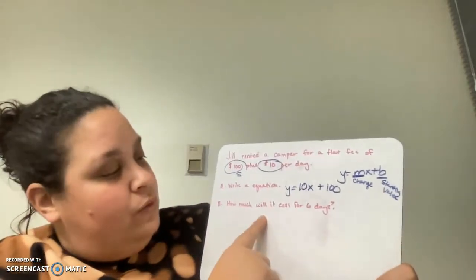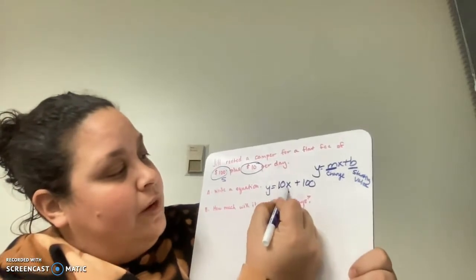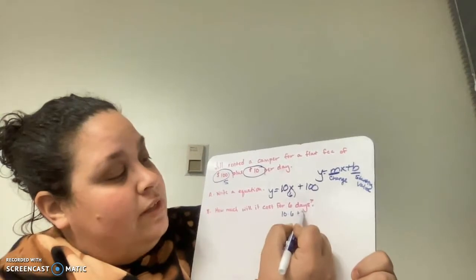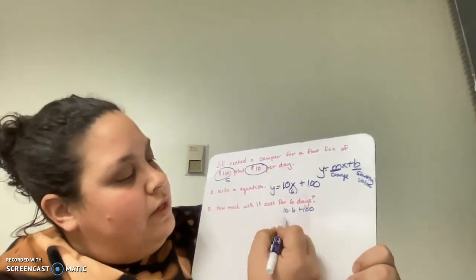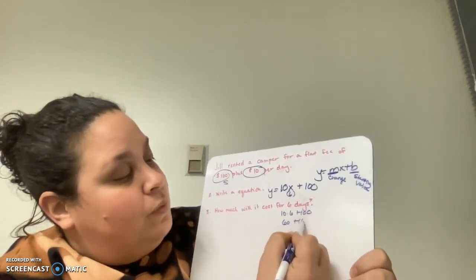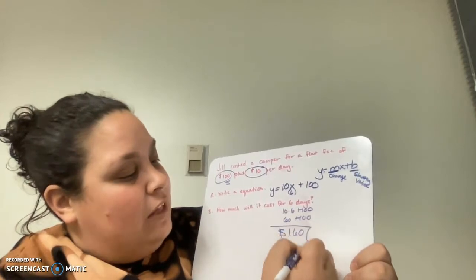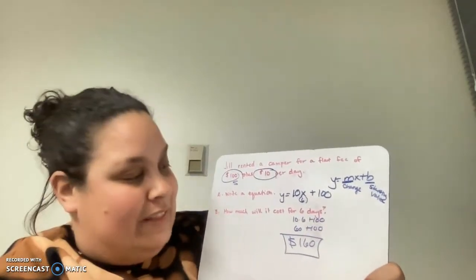And then it says, how much will it cost after 6 days? Well, again, we're just going to plug in a 6 right here. And we're going to do 10 times 6 plus that 100 from that original amount. So 10 times 6 is 60. 60 plus 100 is $160 is how much it's going to cost her if she wants that camper for 6 days.